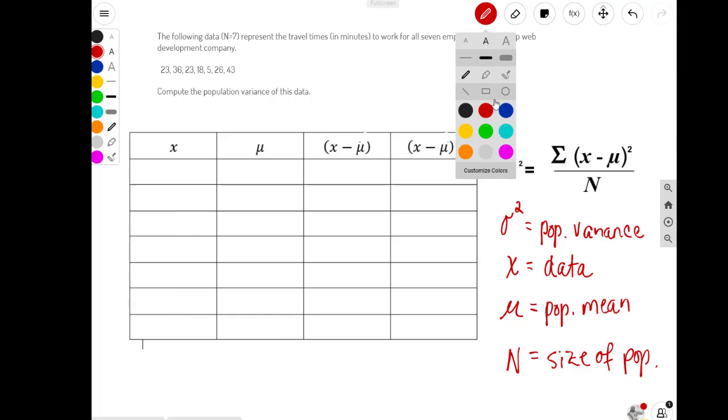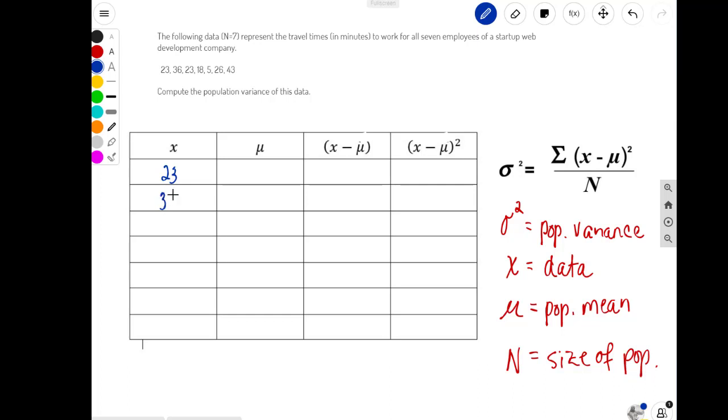And I'm going to just go ahead and do this in blue. So this is going to be 23. The next one is going to be 36. The next one is 23 again, 18, 5, 26, and 43. Okay, great. So this is right here, all my individual data.